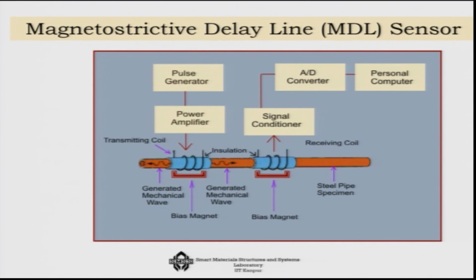One interesting application is pipeline sensing. It is also known as the magnetostrictive delay line sensor. Once again you have these coils here, a transmission coil, and a receiving coil at the other point. As you apply an electromagnetic field, a vibration happens, and that mechanical vibration travels along the pipe.